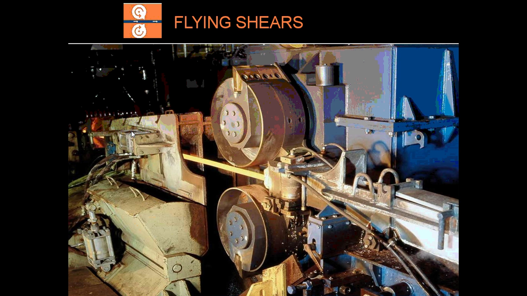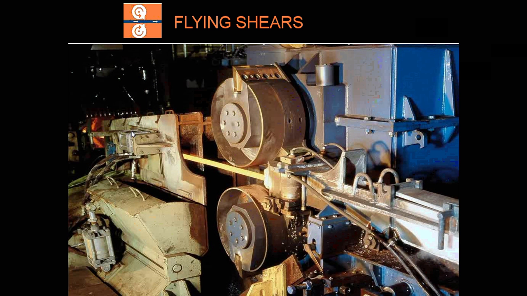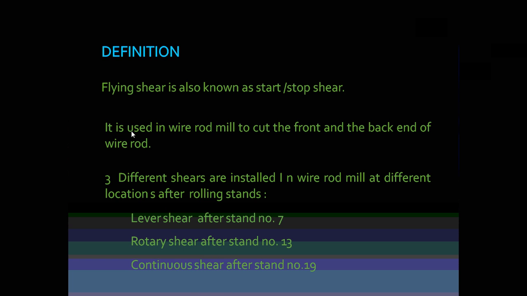crankshaft, etc. This is the flying shear machine, which is used to cut the wire rod while it is hot metal, and it is used to cut the front end and the back end of the wire rod. Definition: it is also called a start and stop shear. It is used in the wire rod mill to cut the front end and the back end of the wire rod.